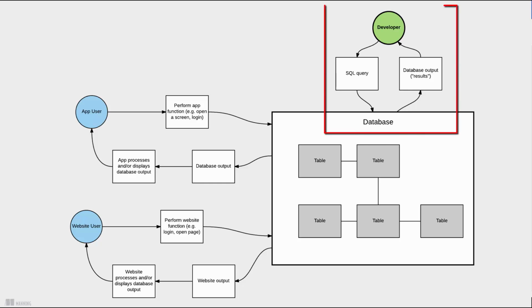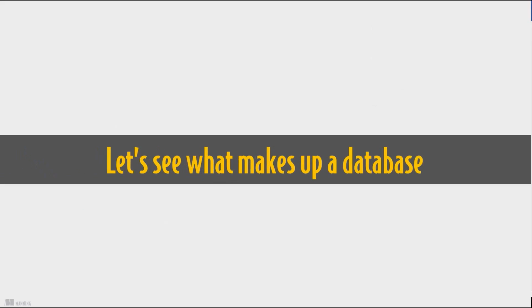Now, at the top of this diagram in the green circle is the developer. This is where you and I fit into the database. We as a developer will run SQL queries on the database, and then we will view the results from the database. So that's how the database fits into the role of an app or a website user and a developer, and how each of them use it. Now, let's see what makes up a database.